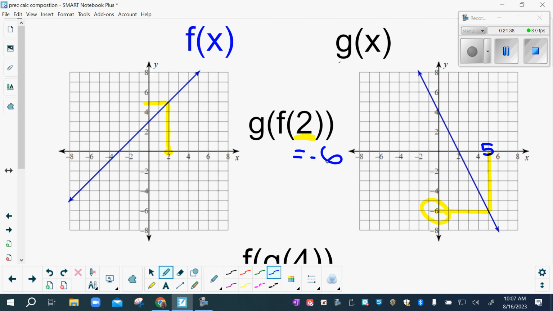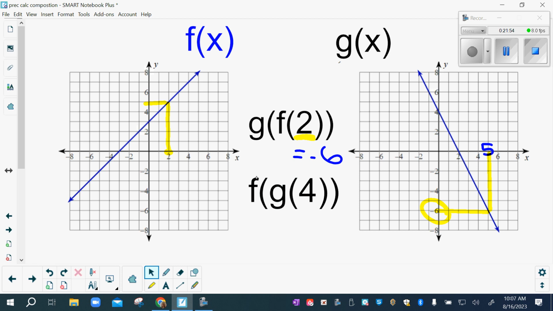So I took my 2, went to F, got my answer, took that answer, did it again, and then got the new answer. Does that make sense? So you're going to try it now while I pass out your homework. Here's the one I want you to try. You're going to start with 4, but we're going to start on G first, get our X, our Y answer, and then Y turns into our new X. Does that make sense? Give it a try. Talk to your neighbors. See if you can do that.